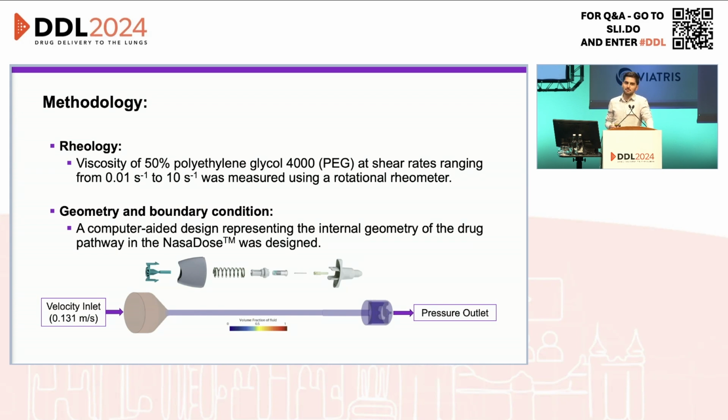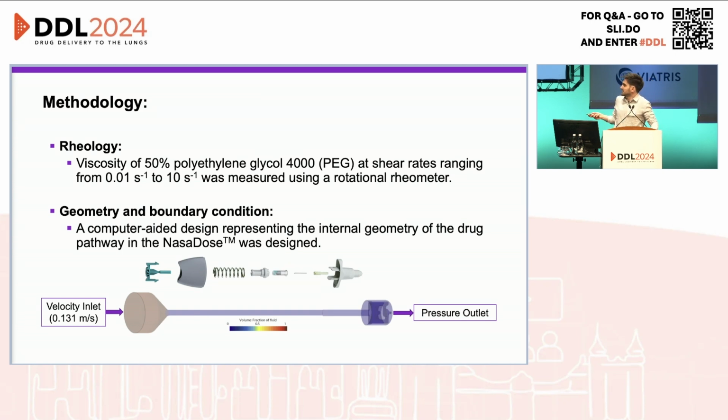Moving on to the geometry and boundary condition, these are key things for anyone that knows how CFD works. And what we did here was we developed a computer aided design based on the Nasadose device. What we did was developed a model that includes the internal drug flow path, including a vial system connecting to a needle and then leading on to the swirl chamber and the atomizer itself.